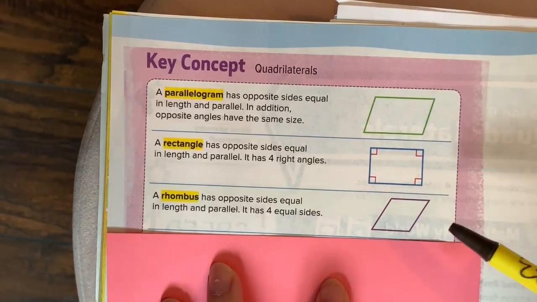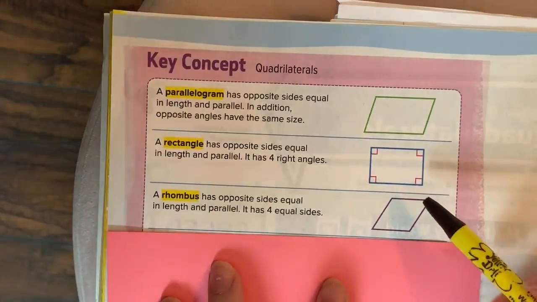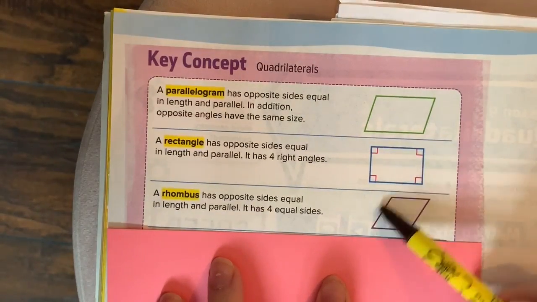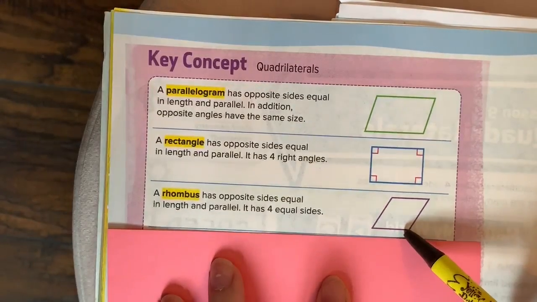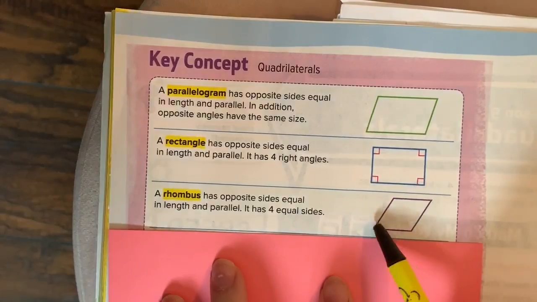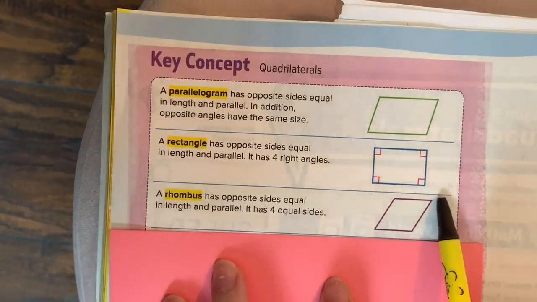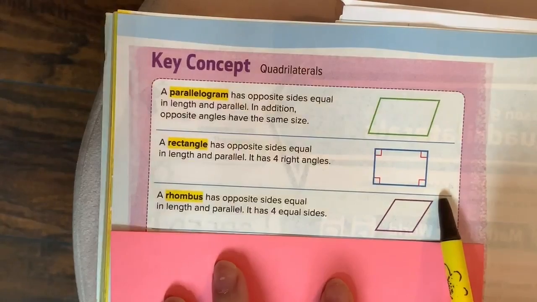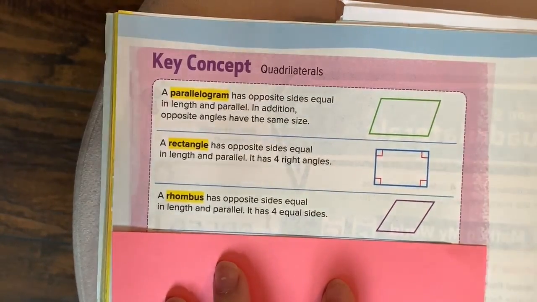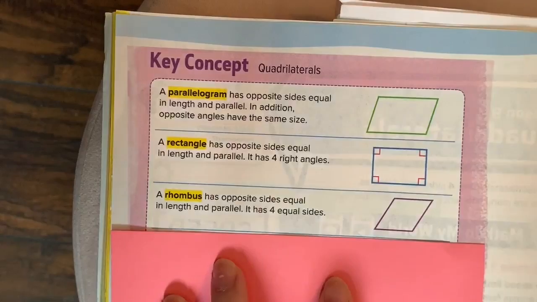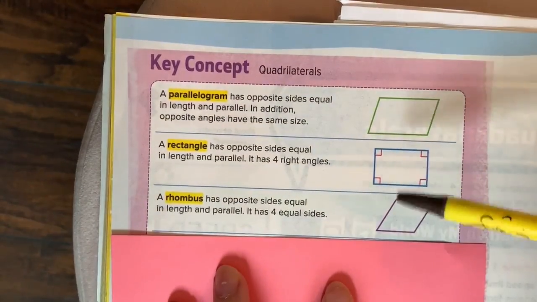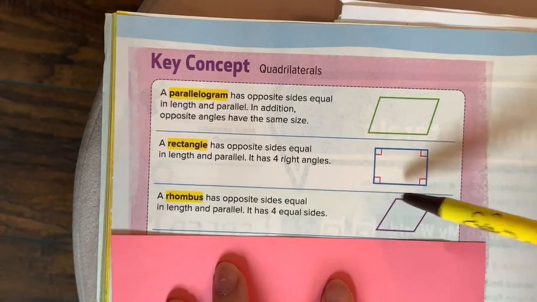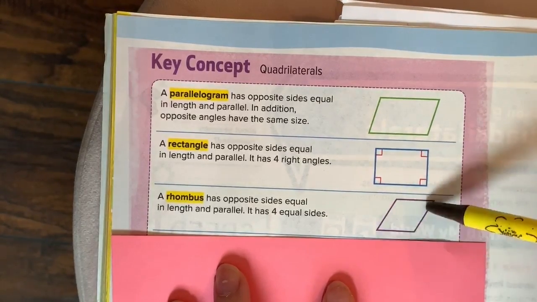A rhombus has opposite sides equal in length and parallel. Again, these two sides are equal in length and they are parallel. They are never going to meet. Same thing with these two sides. And again, just to go over it, we can tell the difference between a rhombus and a parallelogram by the length of the sides. A rhombus has 4 equal sides. They're all the same length.